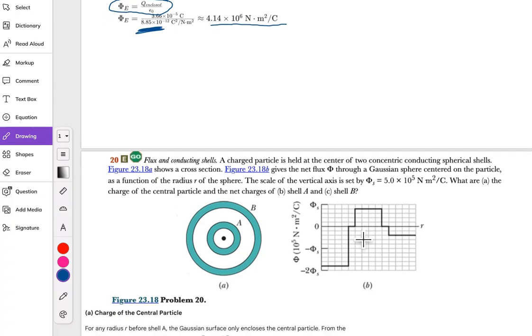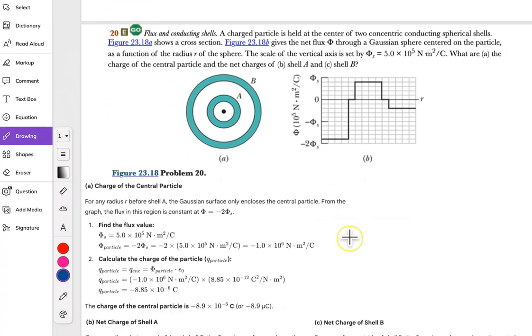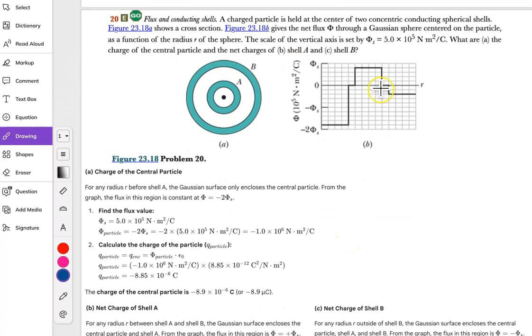For the next question, this one's a little longer. So this one, they have a charged particle. It is at the very center. So right at the center, that black dot is that charged particle. And then there's two concentric conducting spherical shells. So you have to think about this as like a golf ball inside of a tennis ball with a charge inside of that golf ball.